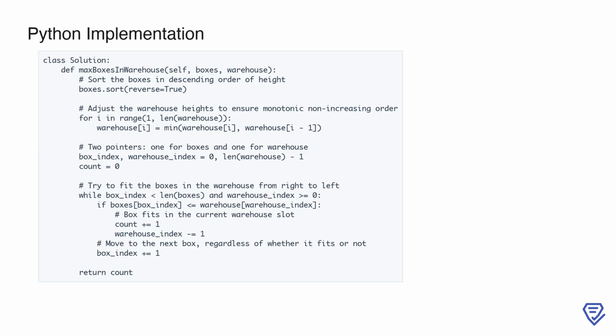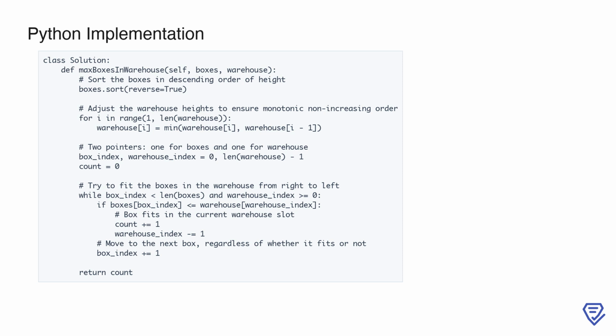2. Adjusting warehouse heights. To simplify the placement logic, the warehouse array is adjusted to ensure its heights are monotonically non-increasing from left to right. Each position in the warehouse represents a room height, and this adjustment ensures that any box that fits in a given room can also fit in all subsequent rooms to the left. This adjustment is done using a single loop that iteratively updates the height of each room to be the minimum of its current height and the height of the previous room.